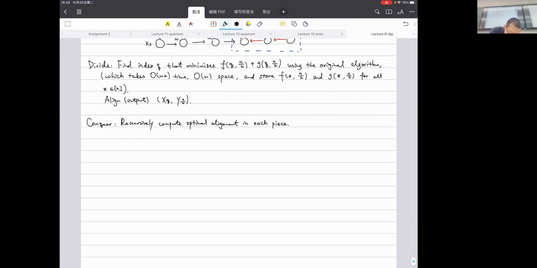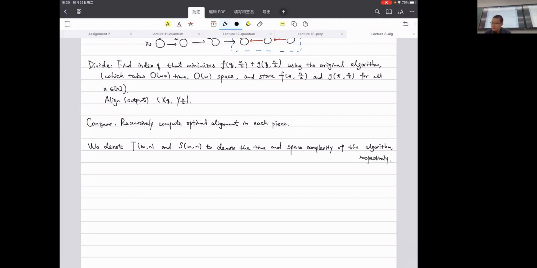Basically we use T for time, T of m, n, and S for space, to denote the time and space complexity of the algorithm. The writing is not so good. So how about time complexity first?